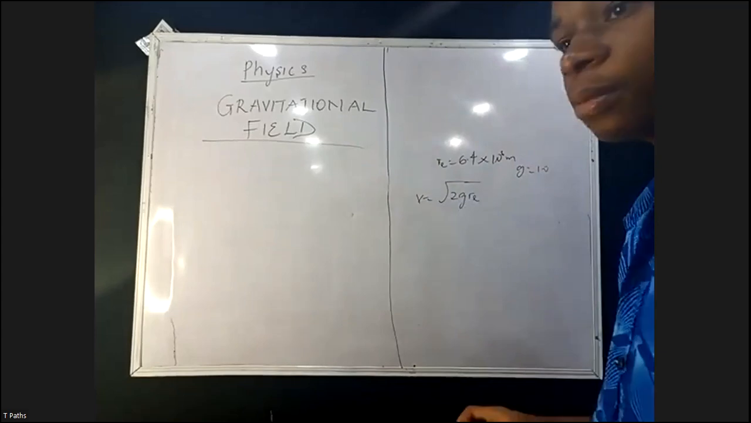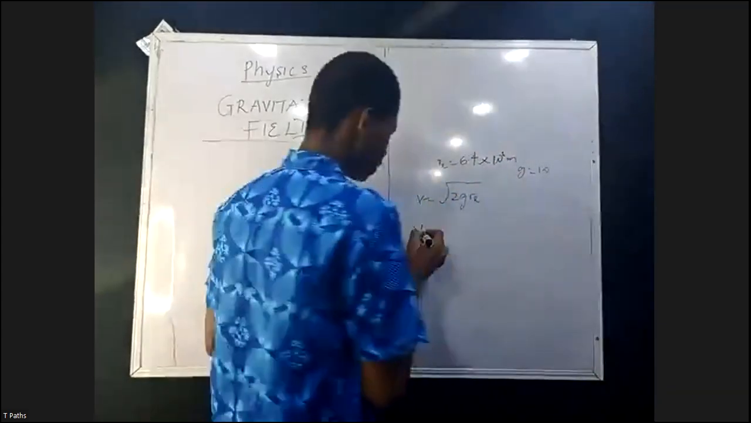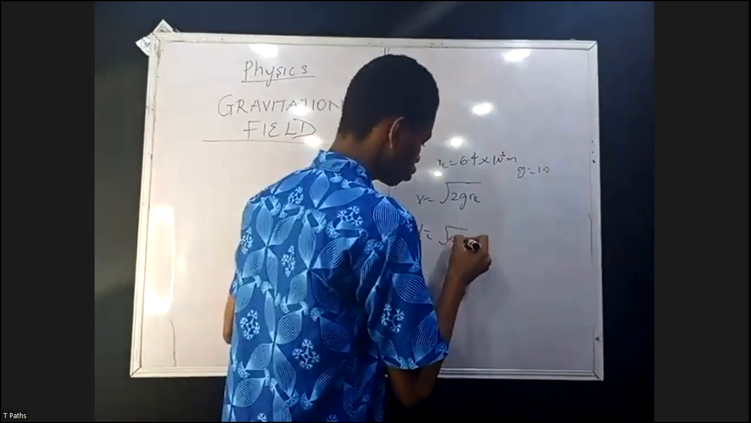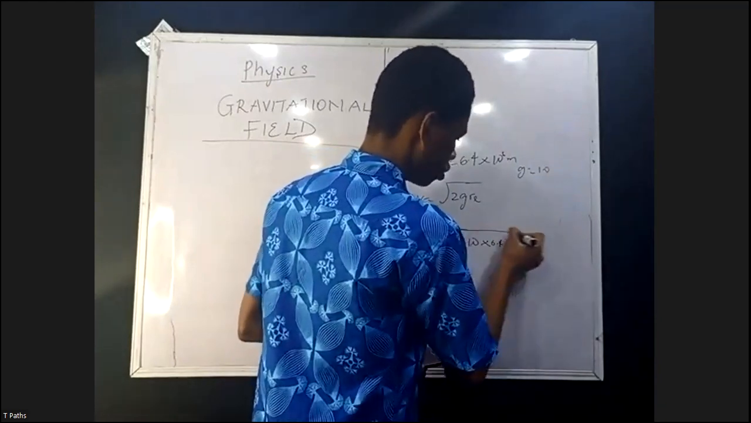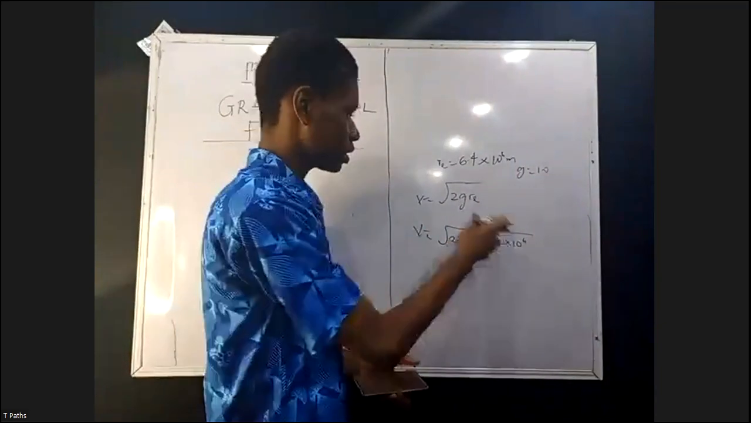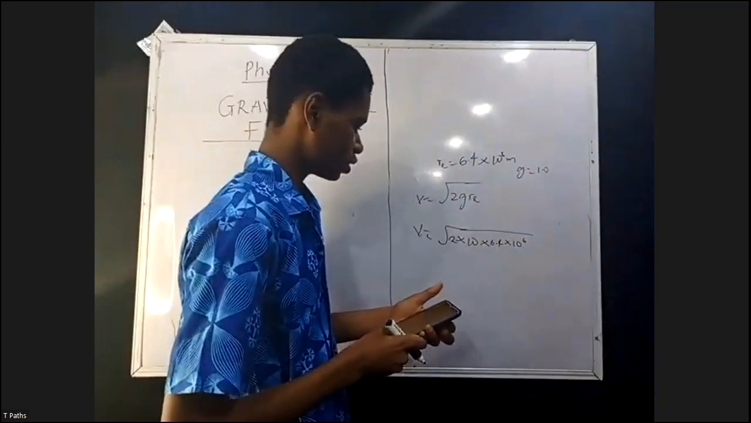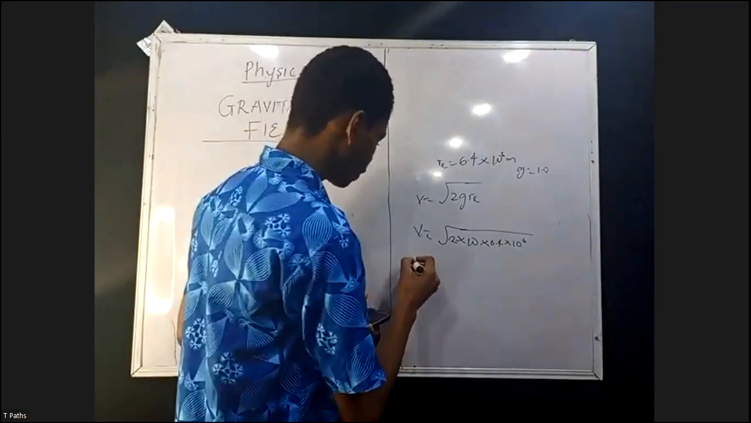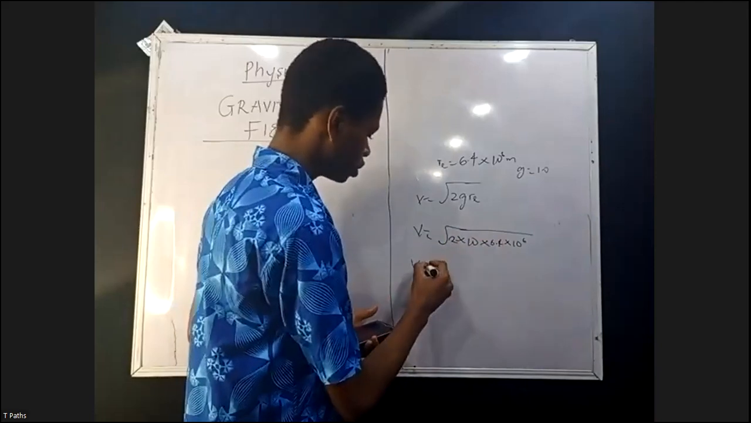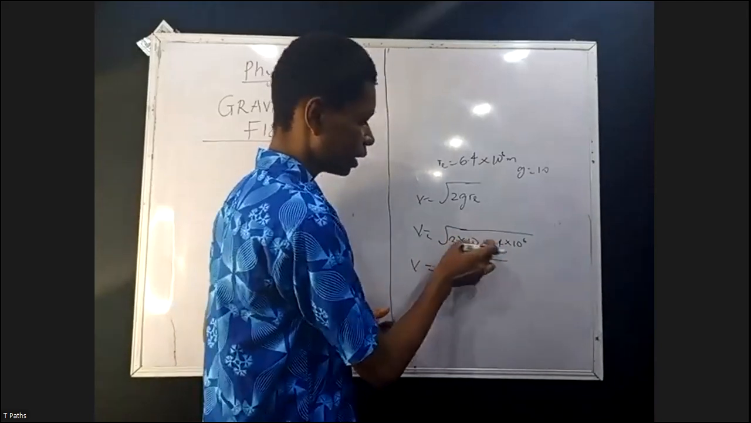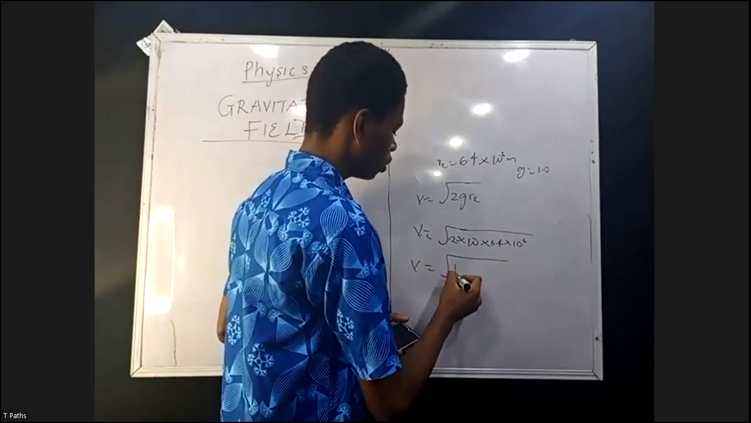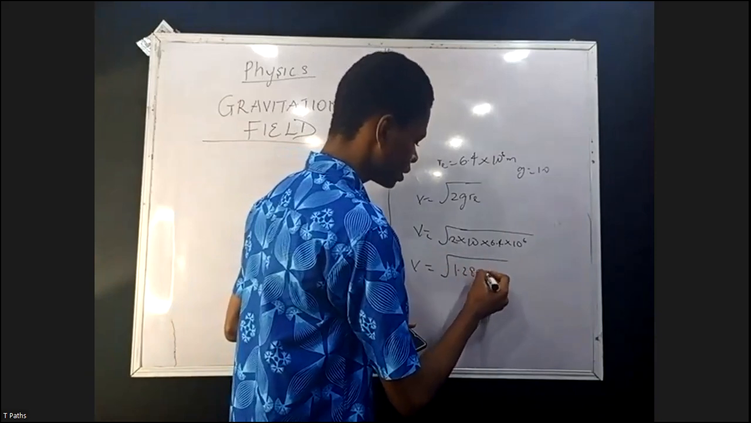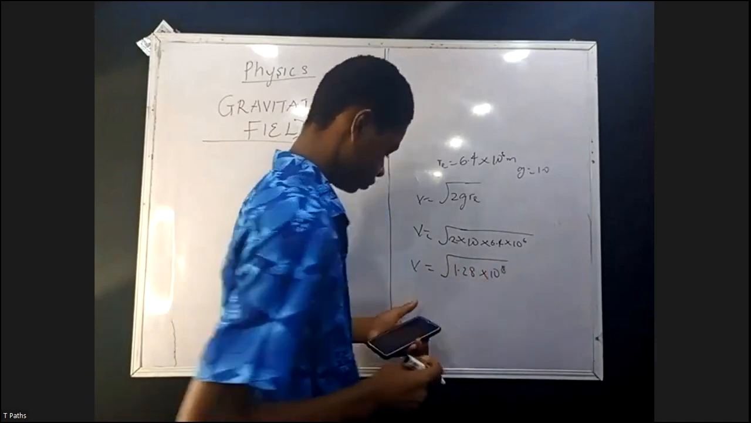So I'm just going to use this formula for my escape velocity: v equals the square root of 2 times g times R. G is acceleration due to gravity, which is 10. So I'm going to do 2 times 10 times 6.4 times 10 to the power of 6. If I say 10 times 6.4, it gives me 64, then times 2, that will be 1.28 times 10 raised to the power of 8.